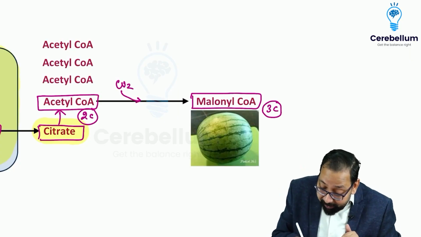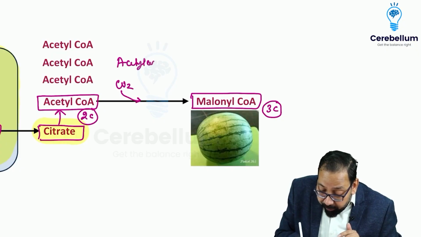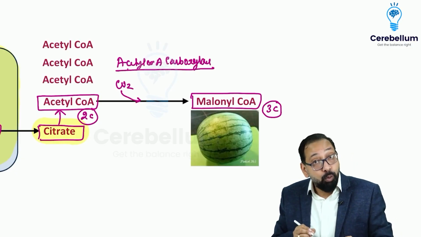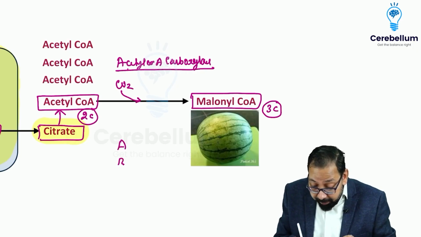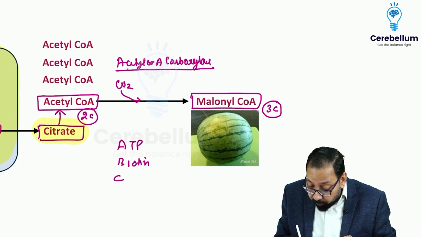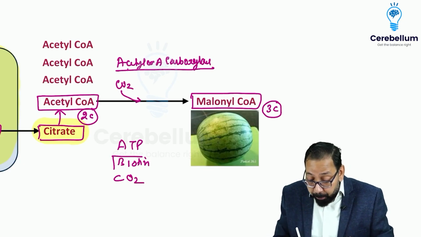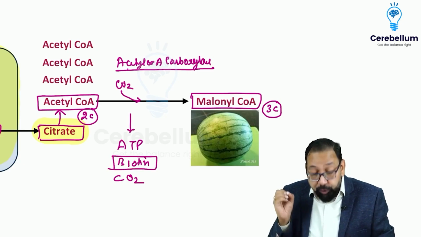So that's why the name of the enzyme is acetyl coenzyme A carboxylase. And you know the rule of carboxylases, mnemonic A, B, C: A for ATP, B for biotin, C for CO2. So the cofactor for this carboxylase is biotin, and in this ATP is used.